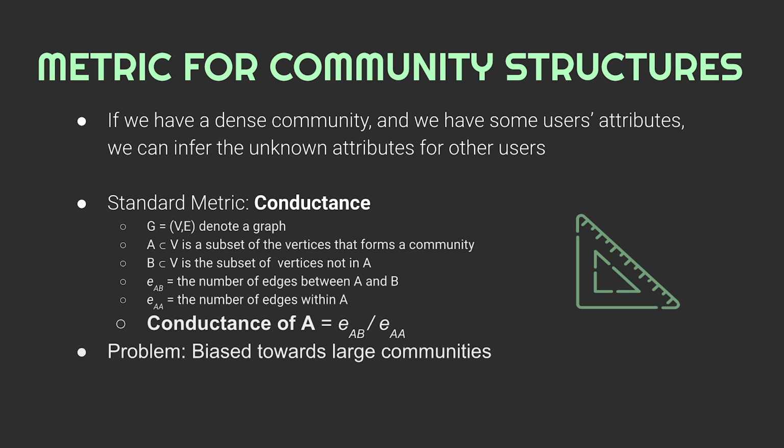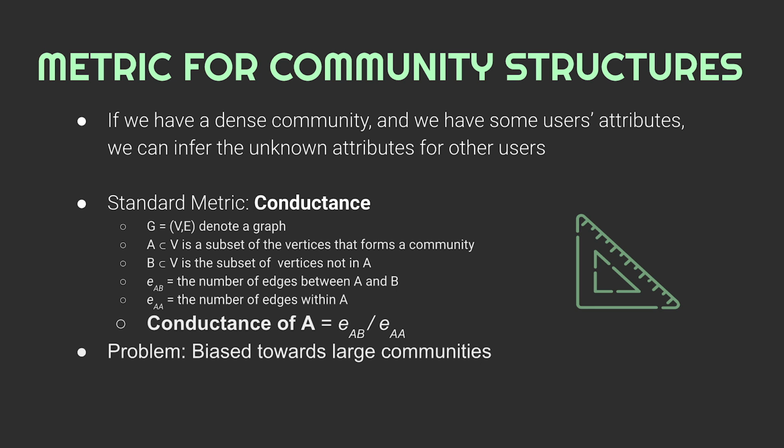In order to do this, we need to first find a metric to help us build out a community from a set of known community members. One standard metric for rating the quality of a single community is metric conductance. We define graph G with vertices V and edges E. A is a subset of the vertices that form a community due to a known attribute. B is the subset of vertices not in A.